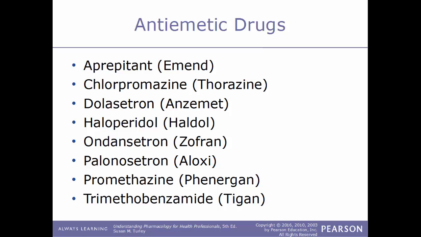Examples of antiemetics: aprepitant, which is sold as the trade name Emend; chlorpromazine, which is sold under the name Thorazine; dolasetron, which is sold as Anzemet; haloperidol, which is sold under the name Haldol; ondansetron, which is sold under the name Zofran; palonosetron, sold under the name Aloxi; promethazine, which is sold under the name Phenergan; and the last one listed here, trimethobenzamide, which is sold under the trade name Tigan.